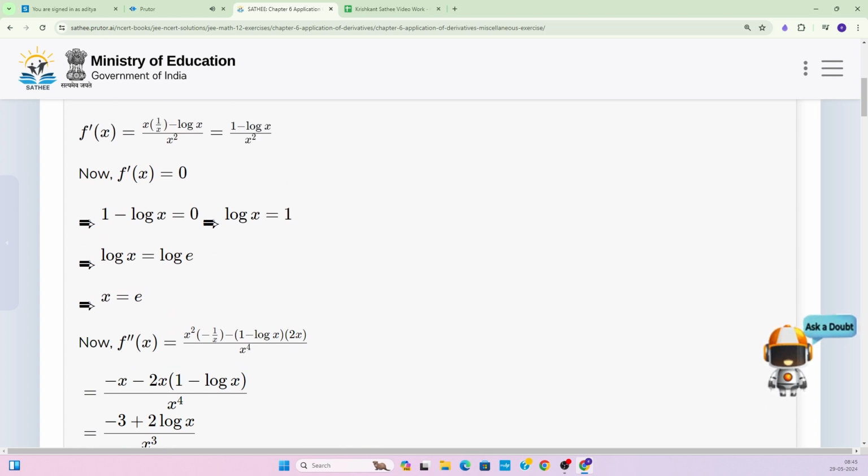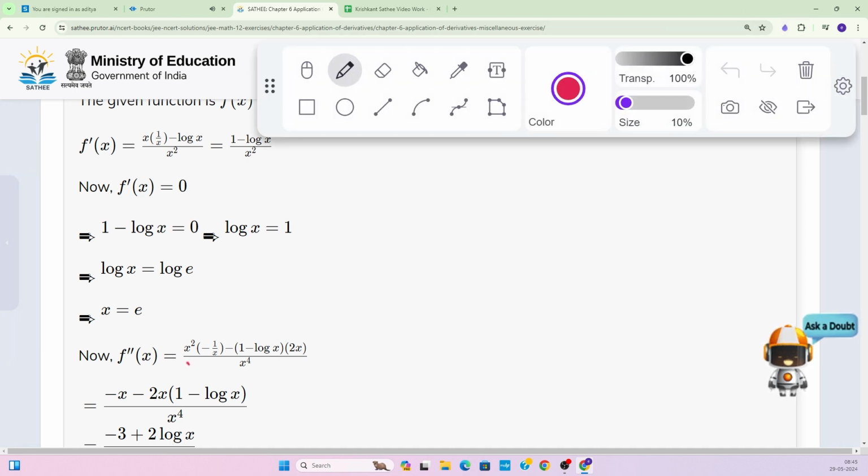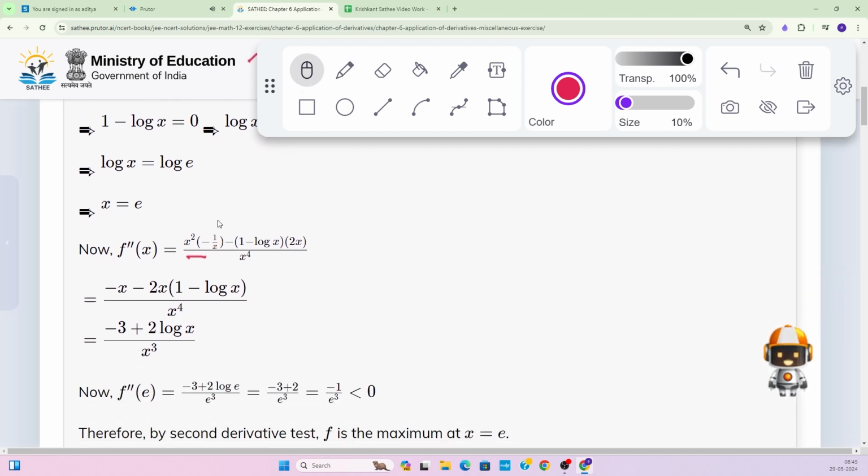Now find the double derivative. The double derivative will be the derivative of this, so again square the denominator, you will have x power 4. Now this denominator will be multiplied with the numerator derivative, which will be x square multiplied with minus 1 by x. And now this numerator will be multiplied with the denominator's derivative. The denominator is x square, this means 2x, as you can see. Now put the minus sign between them. After simplifying, this x and this x will be cancelled, you are only left with minus x here. Now minus x minus 2x multiplied with 1 minus log x.